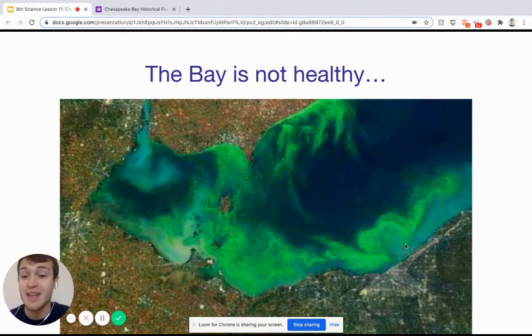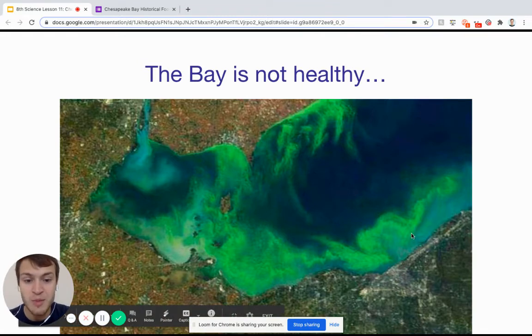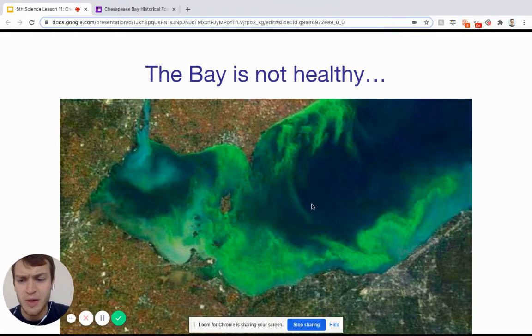But the bay is not healthy. You can see this is a satellite image of one part of Chesapeake Bay. You can see there's lots of this green stuff. What do you think this green stuff might be? If you guessed algae, you're totally correct.